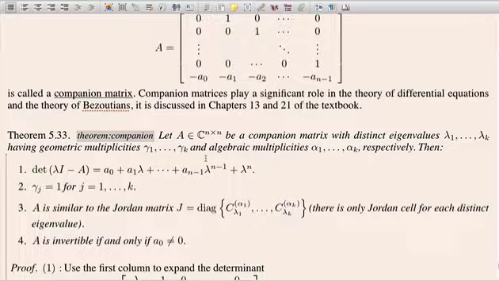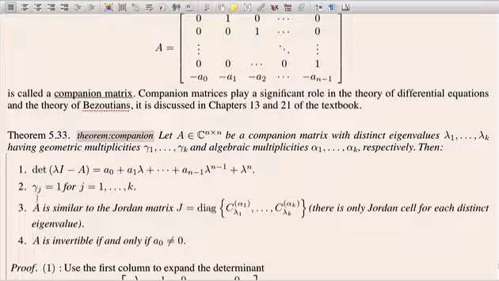The big theorem for companion matrices is that if A is an n by n companion matrix with distinct eigenvalues lambda 1, ..., lambda k, having geometric multiplicities gamma 1, ..., gamma k, and algebraic multiplicities alpha 1, ..., alpha k respectively, then the determinant of lambda I minus A is A0 plus A1 lambda plus and so on, adding up to A n minus 1 lambda to the n minus 1 plus lambda to the n. So basically coming from the last row.